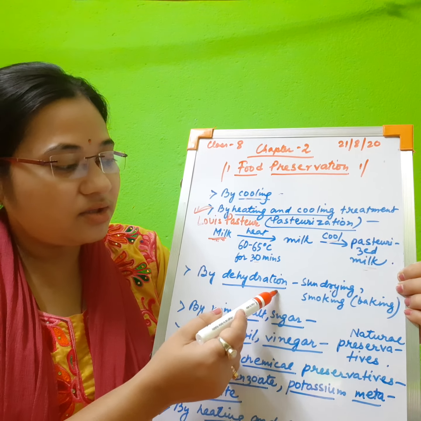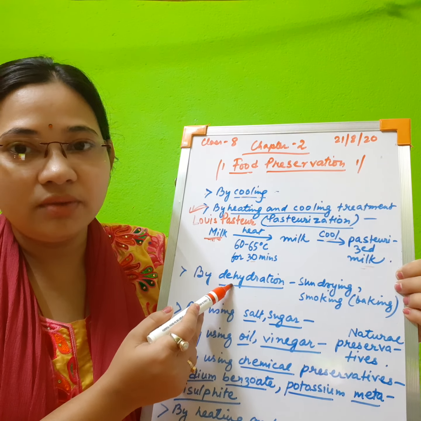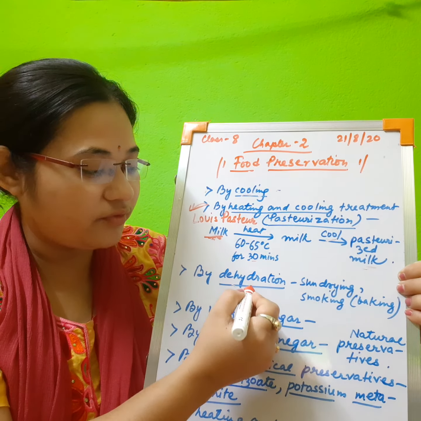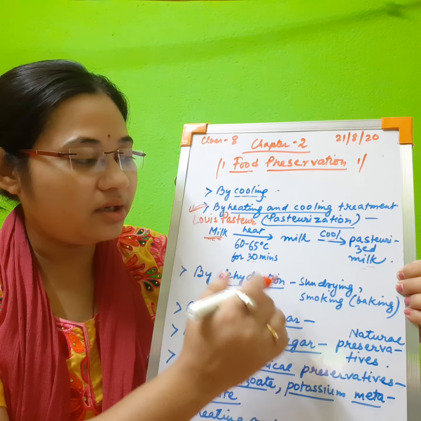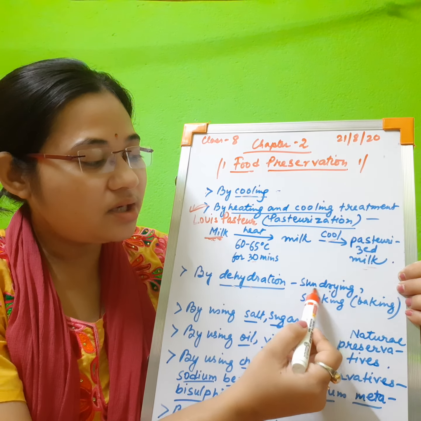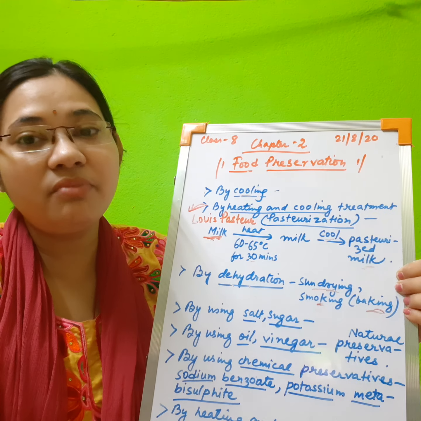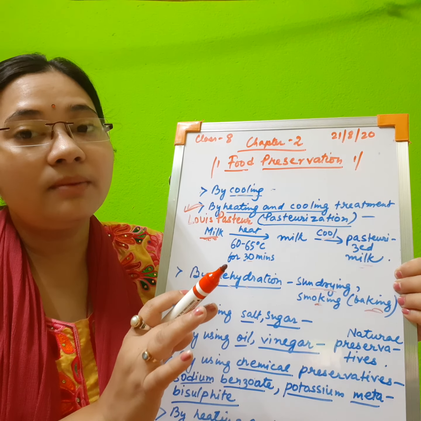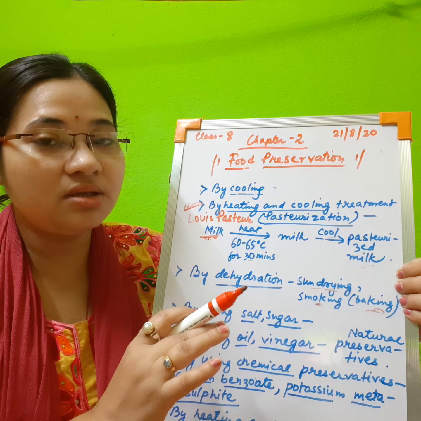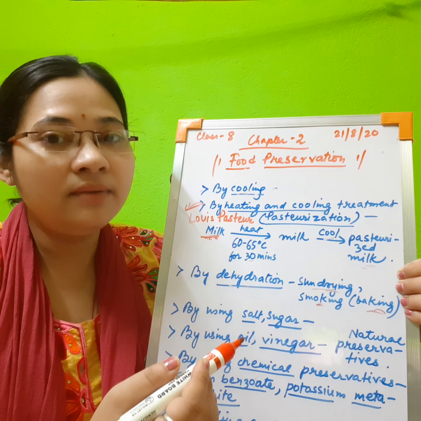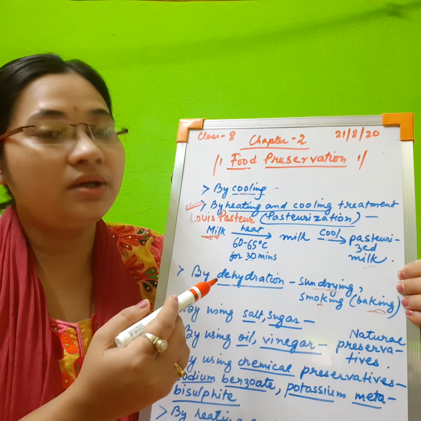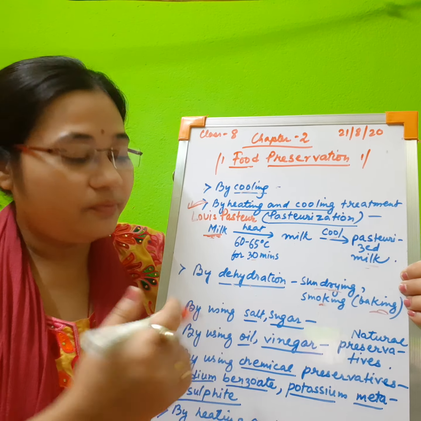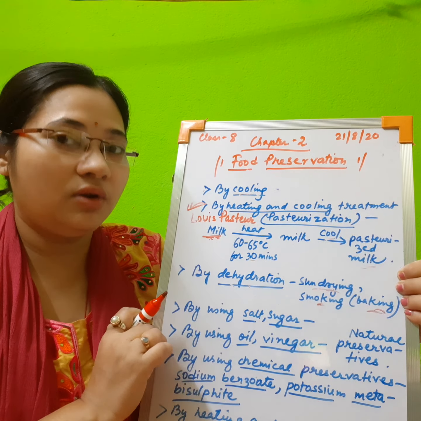Then comes dehydration. So we can prevent the spoilage of food by the help of dehydration. Dehydration means, De means minus, hydration means water. That means to remove the moisture content. How do we remove the moisture content? By sun drying method or by smoking, that means baking method. Okay, so when we remove the moisture content, the bacteria which are present in the food stop growing. Enzymes which are present in the food also stop being activated and the food can be preserved for a longer period of time. Examples of dehydration: if we cut slices of potato and then sun dry them, we can eat that potato after a longer time.